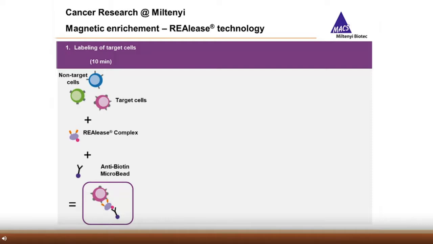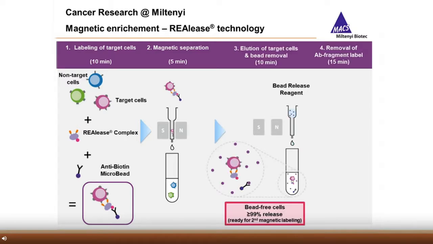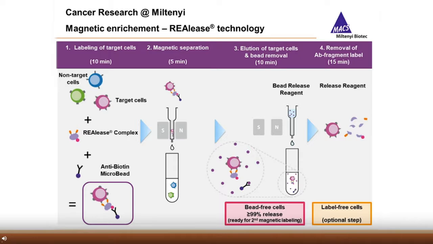Briefly, the REAlease technology relies on recombinantly engineered low-affinity antibody fragments that are multimerized in the REAlease complex. Cells are labeled with these biotinylated complexes and anti-biotin microbeads. The target cells are then retained on a column placed in a magnet, while non-target cells flow through. The target cells are then eluted and the microbeads are removed, resulting in bead-free cells that can be used for second magnetic labeling and isolation. For certain applications, the REAlease complex can also be removed, resulting in label-free cells.